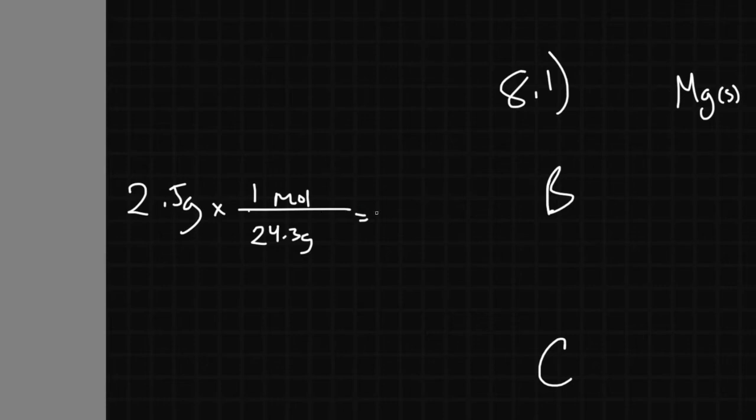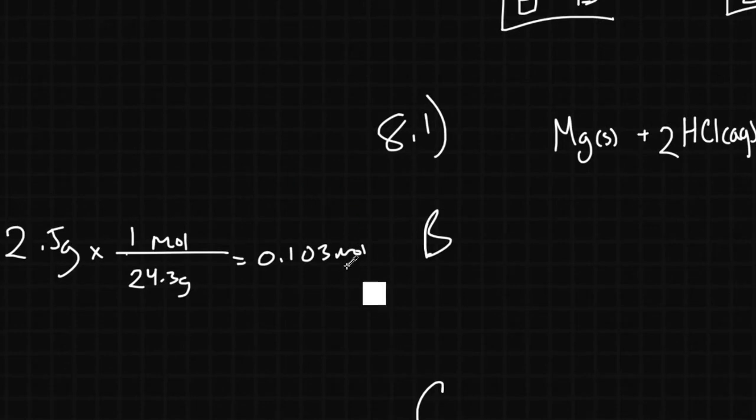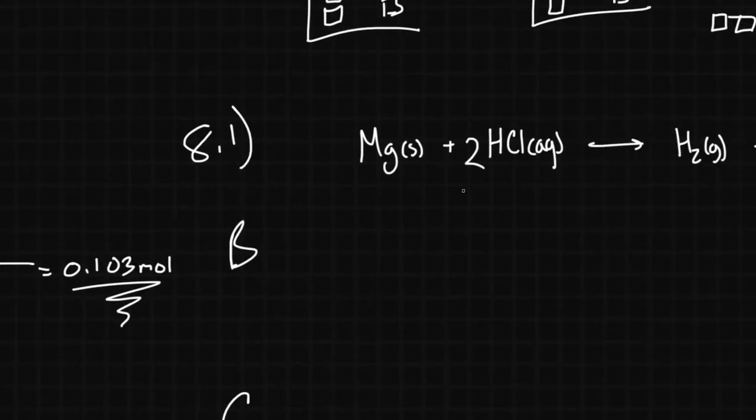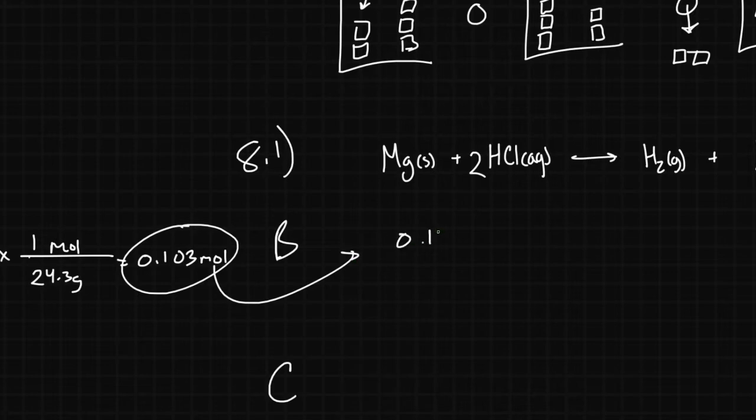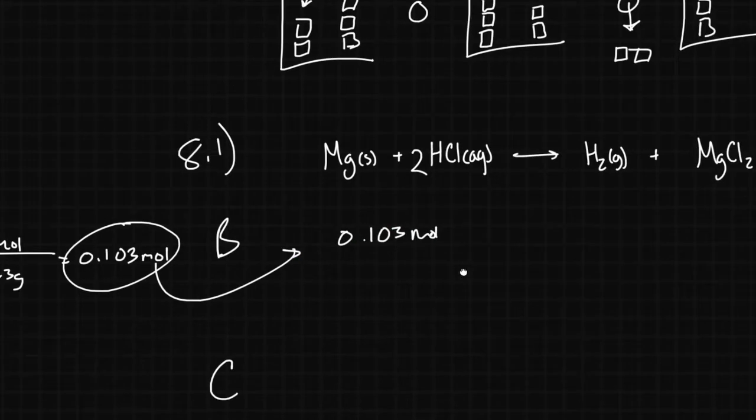0.103 moles. This is now a count, right? Remember, mole is just a big number. You're just saying this whole thing is just a really big number of magnesium atoms. It is a count, and that is what our recipe uses. So we're good. We can now use this. So this just goes straight into here, 0.103 moles.